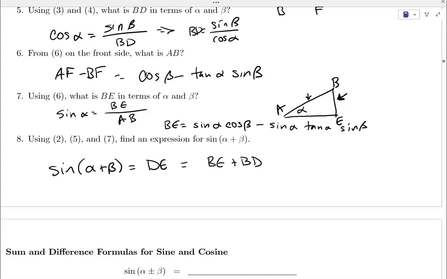So let's see if we can put these pieces together. We've got sine of alpha cosine beta, minus sine alpha tangent alpha sine beta, and then a plus, what is that, sine beta cosine alpha over cosine alpha? Yeah? All right, what do we got now?